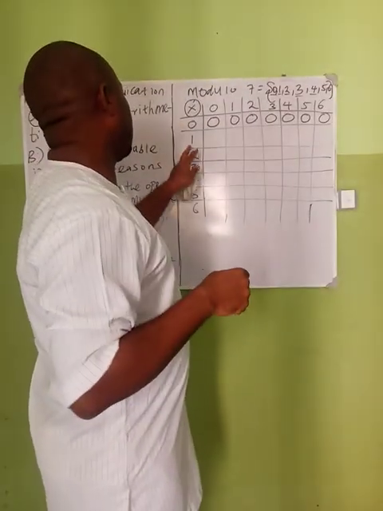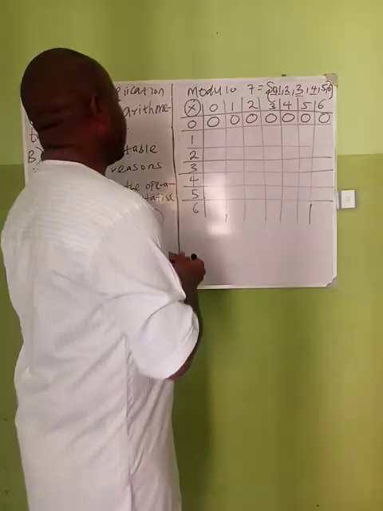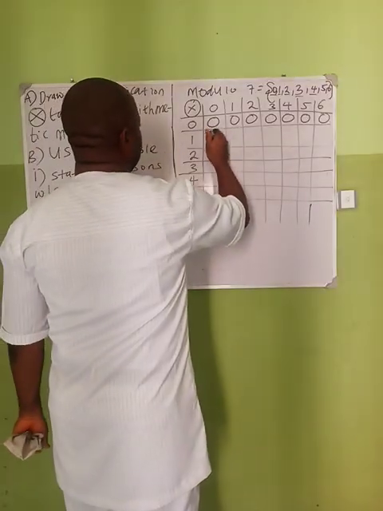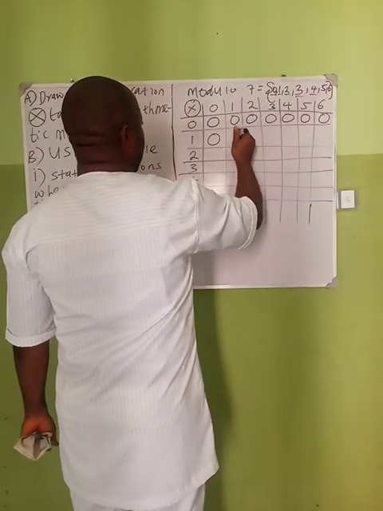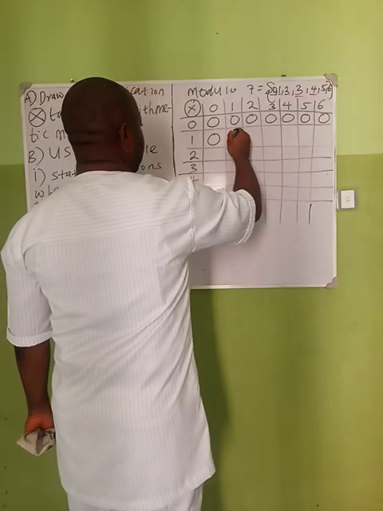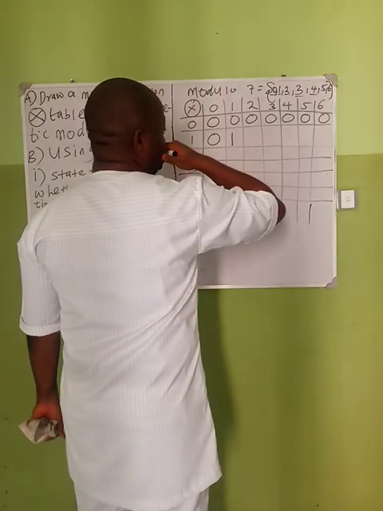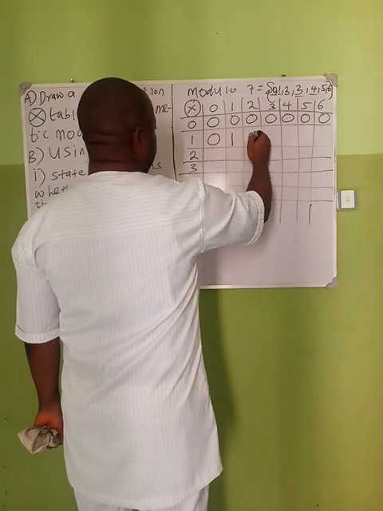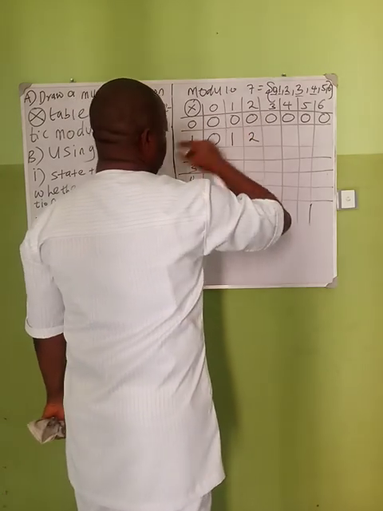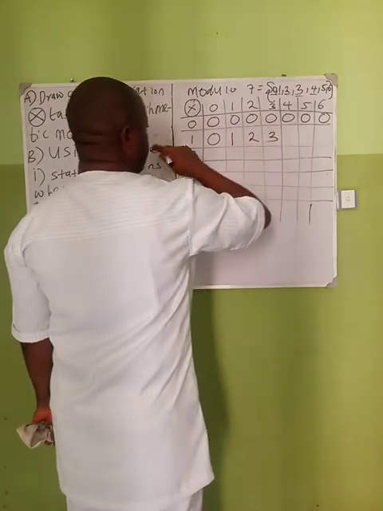Okay. Now the second one, 1 times 0, that's 0. Still less than 7, so I'll write it. 1 times 1, that's 1. Still less than 7, I'll write it. 1 times 2, that's 2. Still less than 7, I'll write it. 1 times 3, that's 3. Still less than 7, so I'll write it.